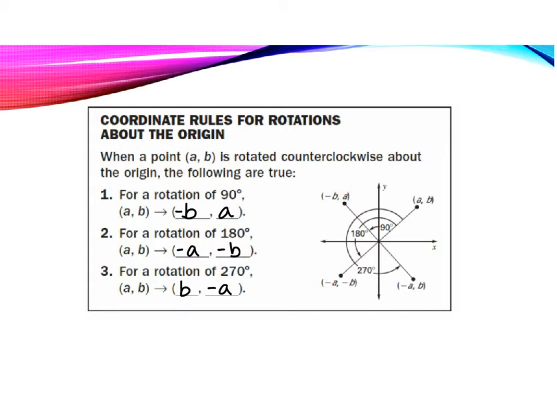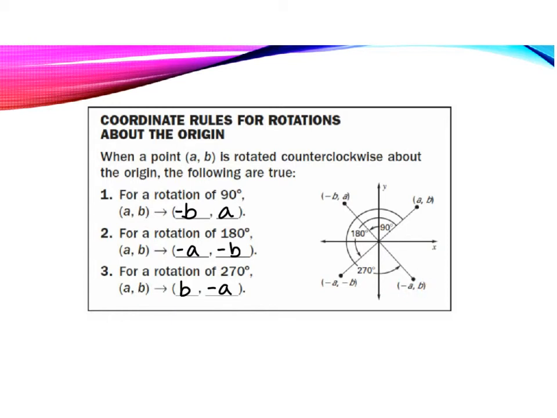We get (negative A, negative B). So we get the rotation for 180 degrees, because 90 plus 90 is 180. So from this original point (A, B), a 180 degree rotation all the way around comes to (negative A, negative B). And it keeps on going around to this point here.